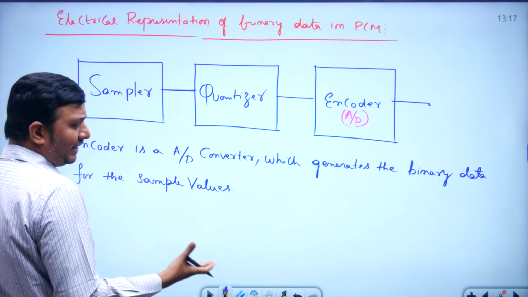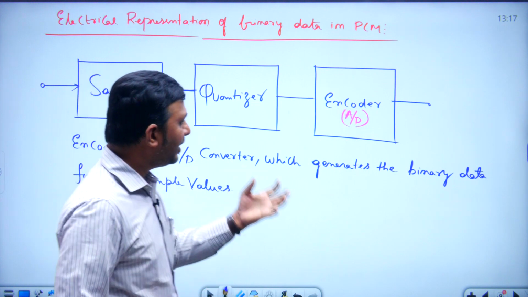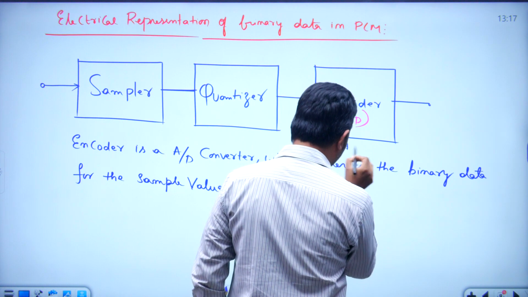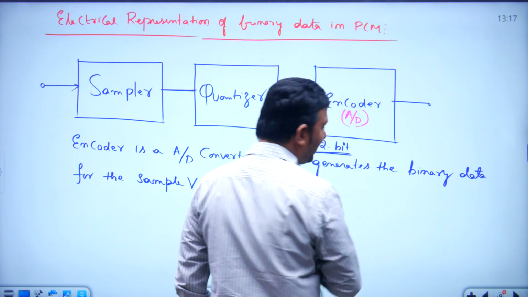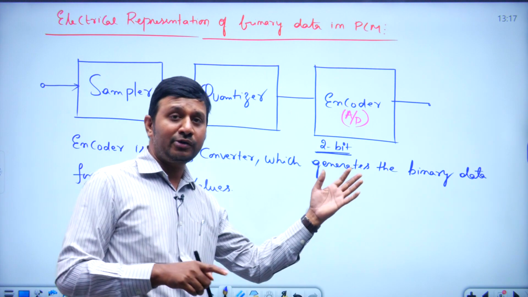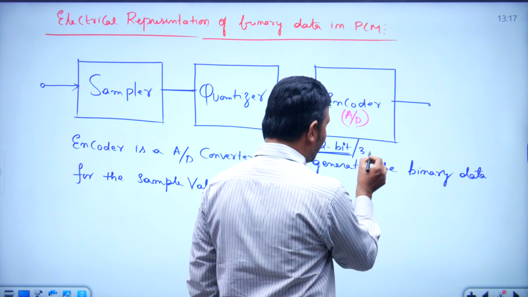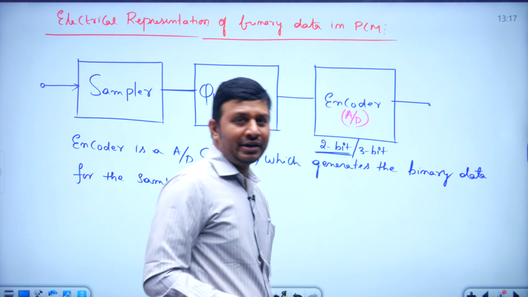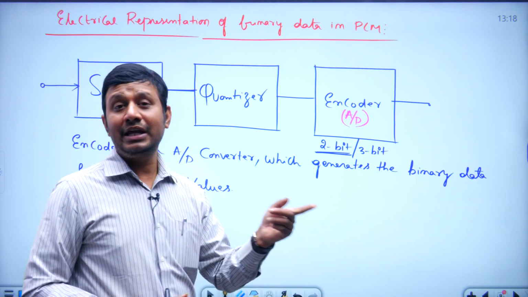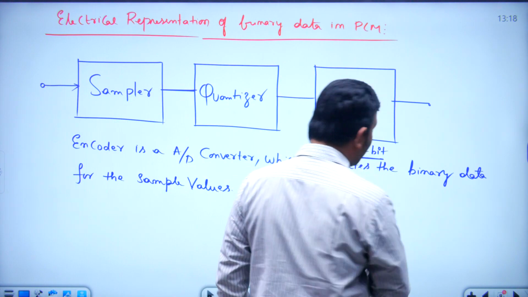How many bits it is generating depends on the system we are going to use. Suppose my encoder is a 2-bit A to D converter. 2 bits are generated for each sample, and the name of the PCM system also changes: it becomes a 2-bit PCM system. If I use a 3-bit A to D converter, 3 bits are generated for the sample value, and the system becomes a 3-bit PCM system. Assume that I am going to use a 3-bit A to D converter.